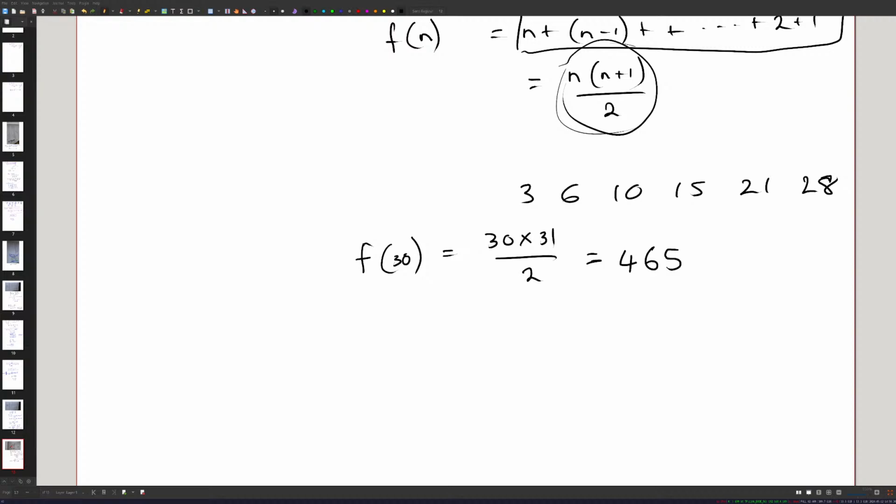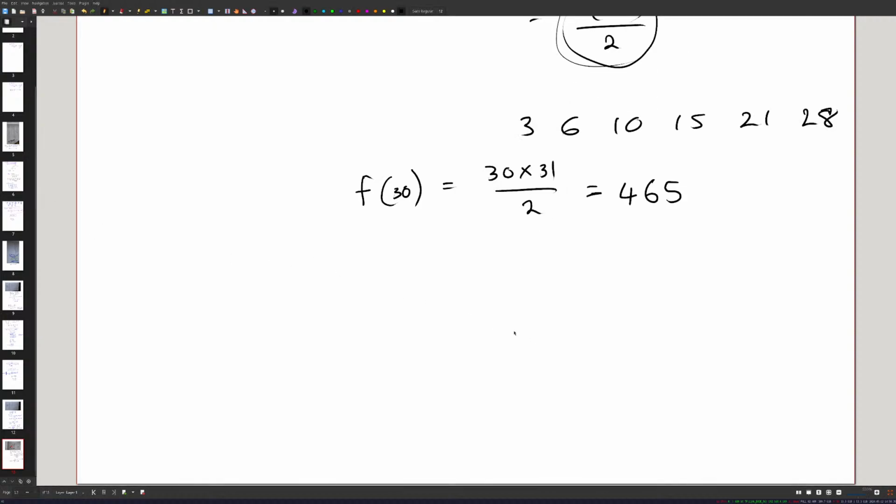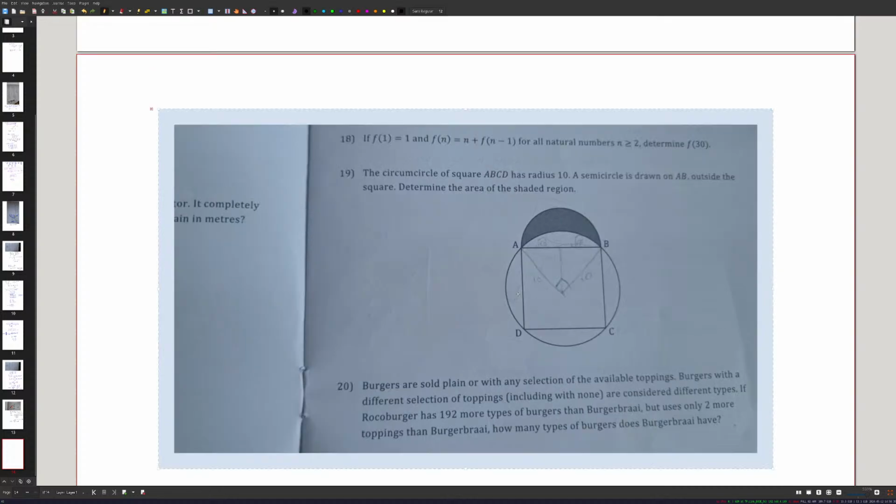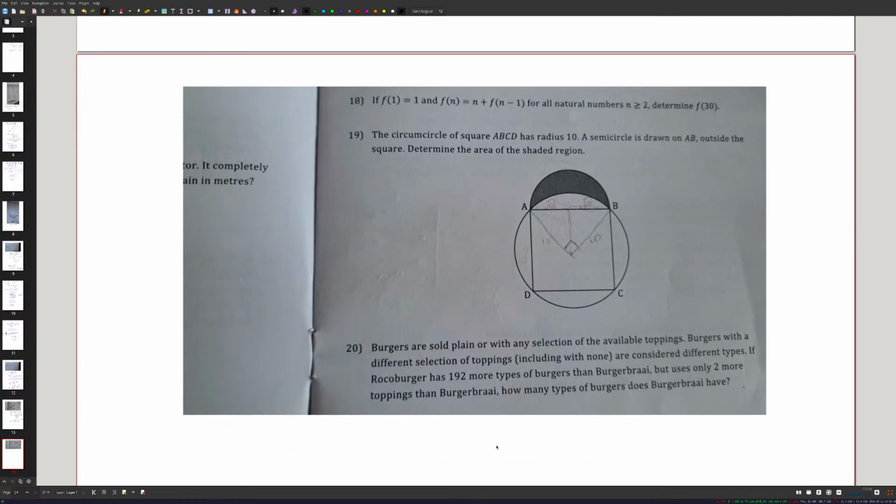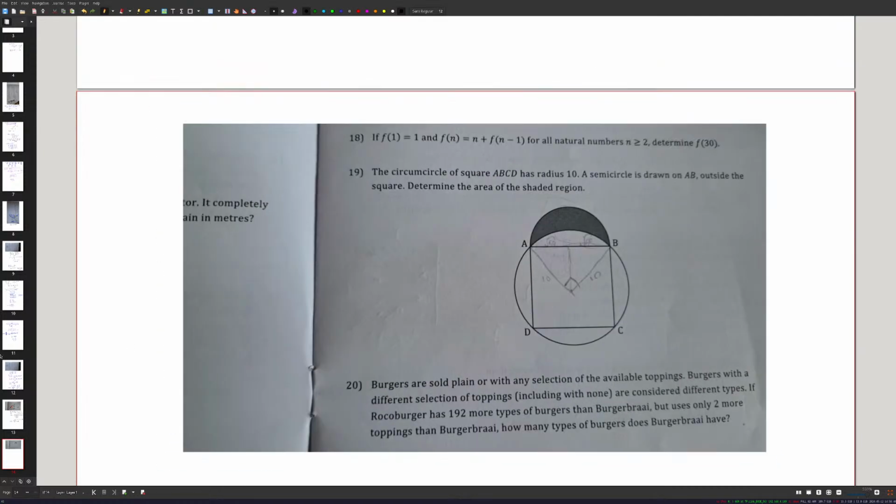All right. Why have I got this? Okay, then I've got the same question, but in English this time, but we just did it. So, okay, 30 times 31 divided by 2. 15 times 31. 450 plus 15. Yeah, okay. I think I've got it right now.